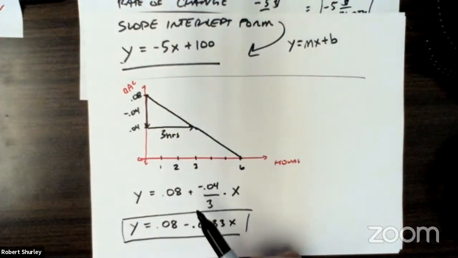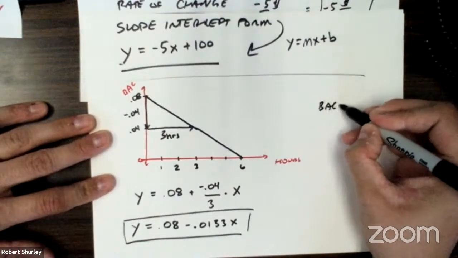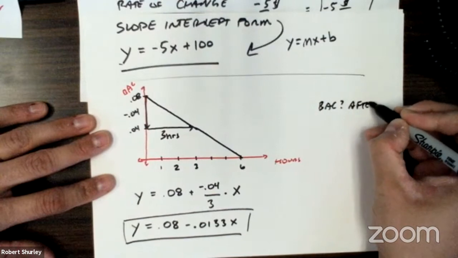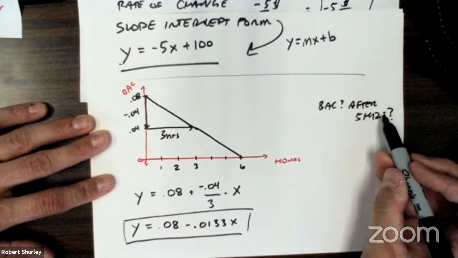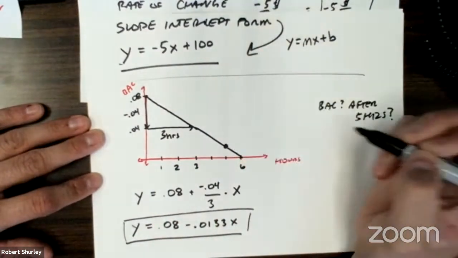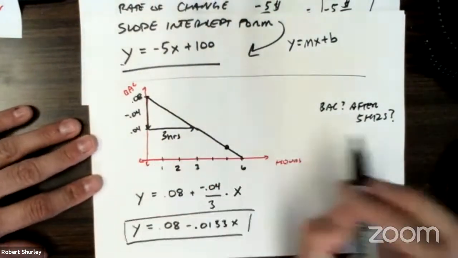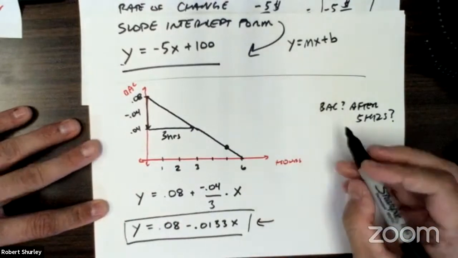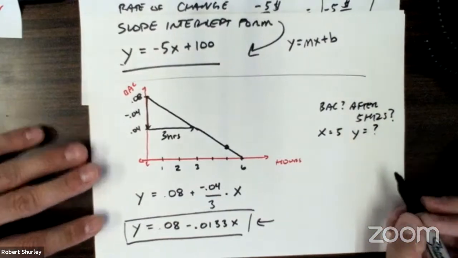Now, the next question, there's 2 questions involved. It says, according to the model, what is the blood alcohol content 5 hours after peak? So what's the blood alcohol content after 5 hours? What they're giving us is actually an x value, right? We know at 5 hours visually, it's somewhere down here. I'm not exactly sure where it lines up on my y-axis. So I'm going to use the equation. If x equals 5, I want to know what's the y value.